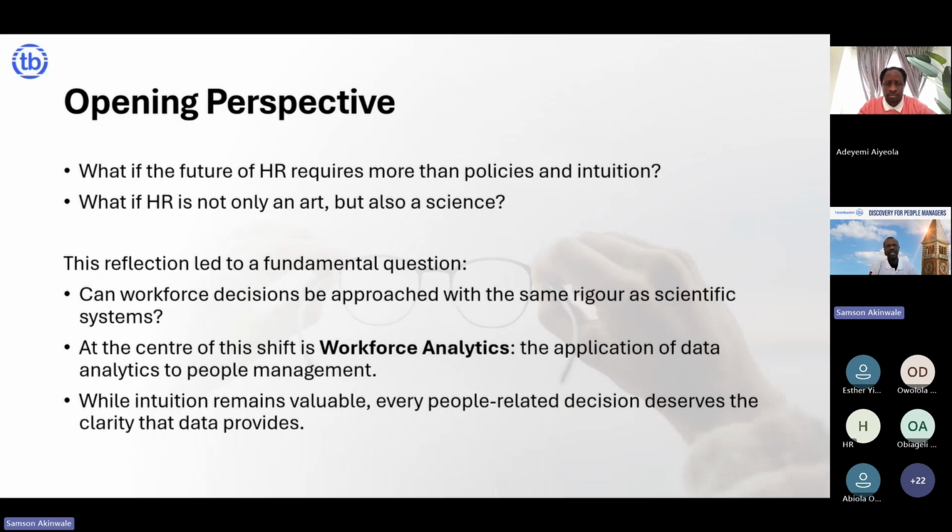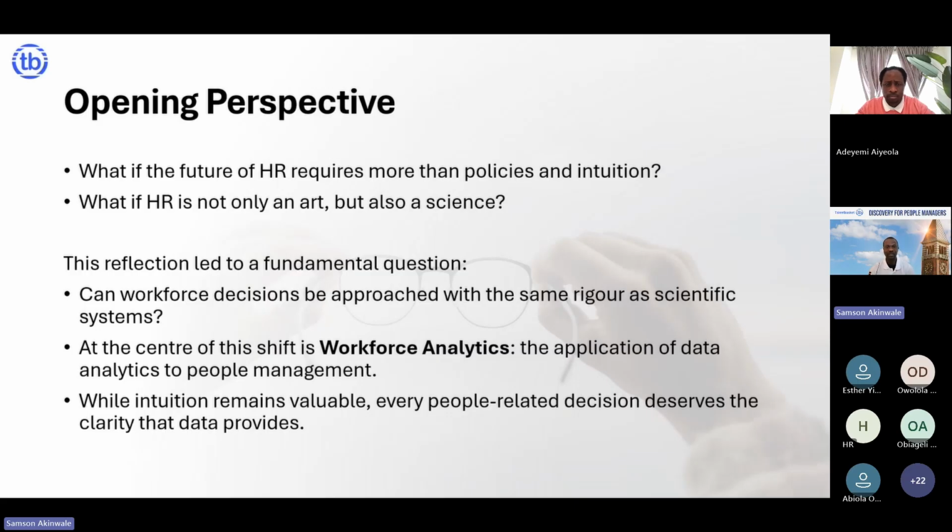What if HR is not just an art? What if there is a science perspective to HR? That reflection brought up further fundamental questions in my mind. Can workforce decisions be approached with the same rigor as scientific systems? We all know what a basic scientific system entails.